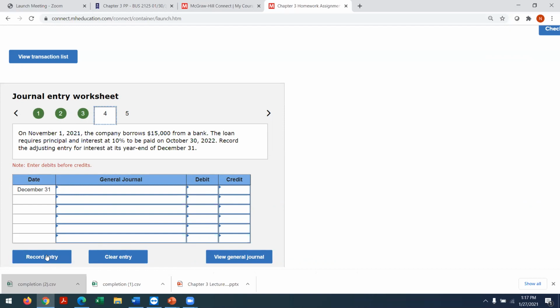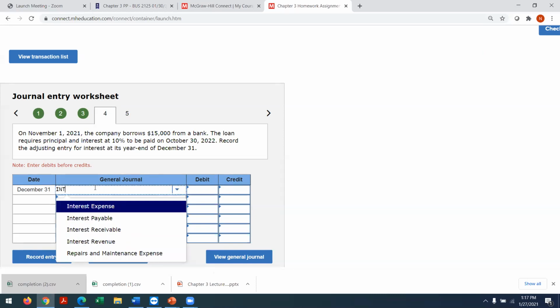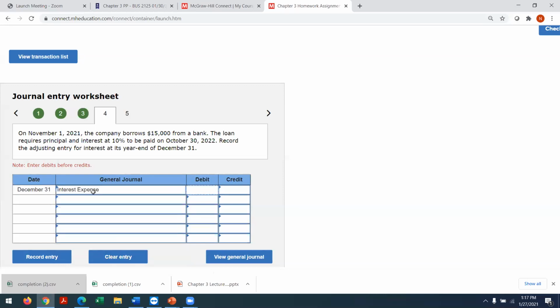1st, 2021, the company borrows $15,000 from a bank. The loan requires principal and interest at 10% to be paid on October 30th, 2022. Record the adjusting entry for interest at its year end, December 31st. How many months are we accruing for? 2. We will debit interest expense. And remember, guys, do not credit a note payable. You're going to credit interest payable. Okay?